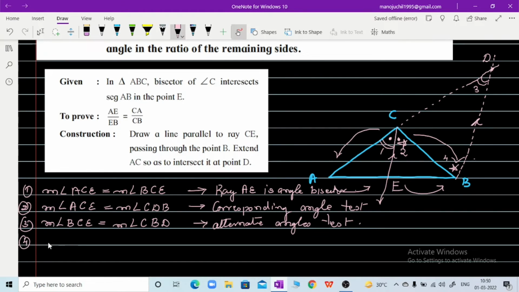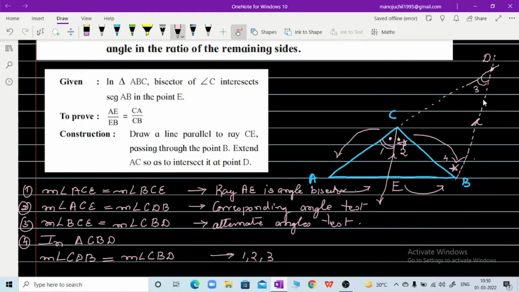Point number 4, in triangle CBD, measure angle CDB will be equal to measure angle CBD. This I get from 1, 2, 3.